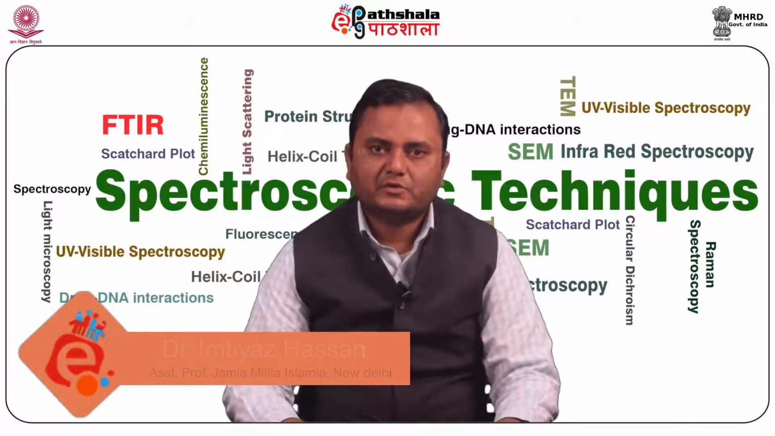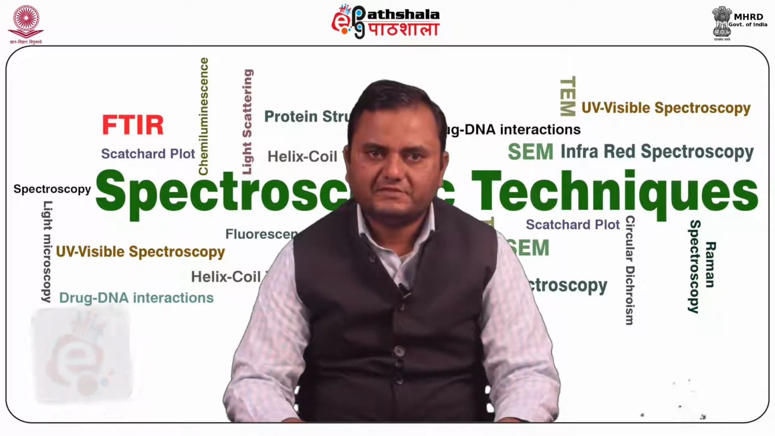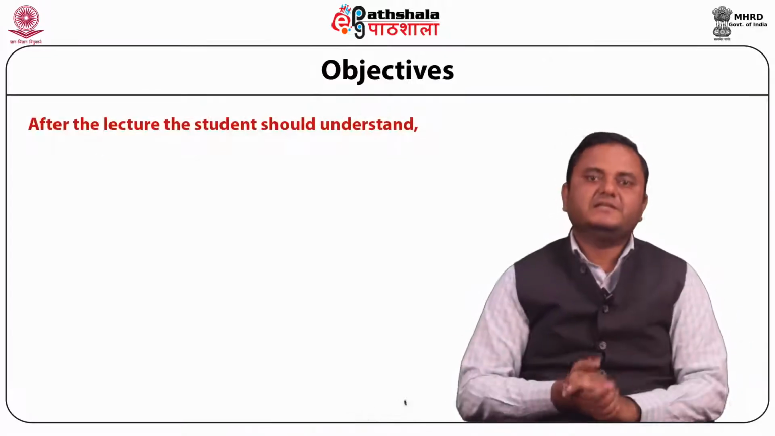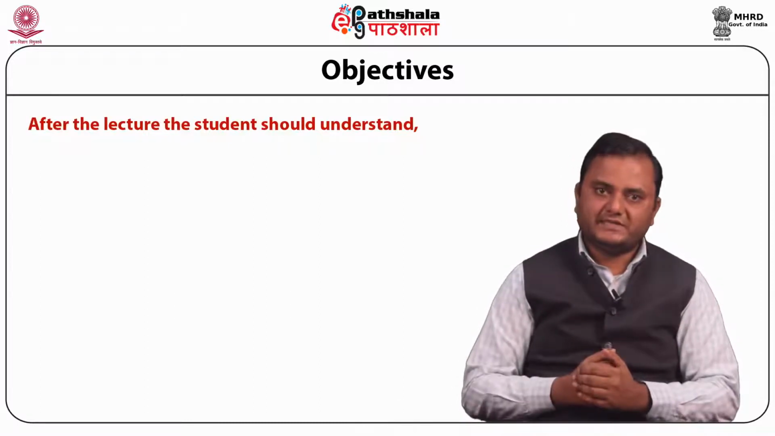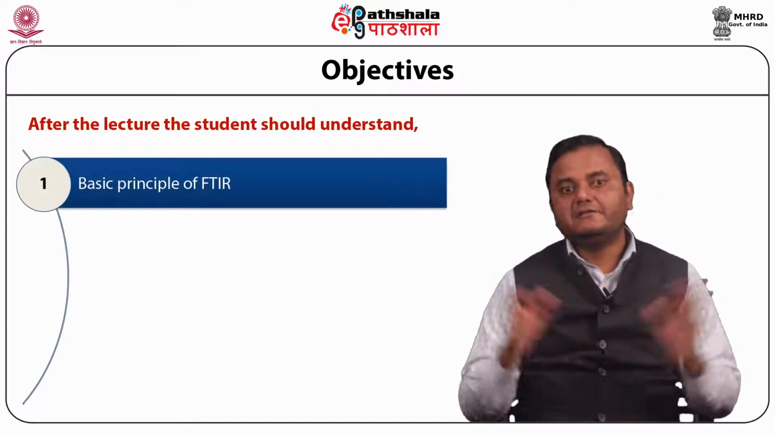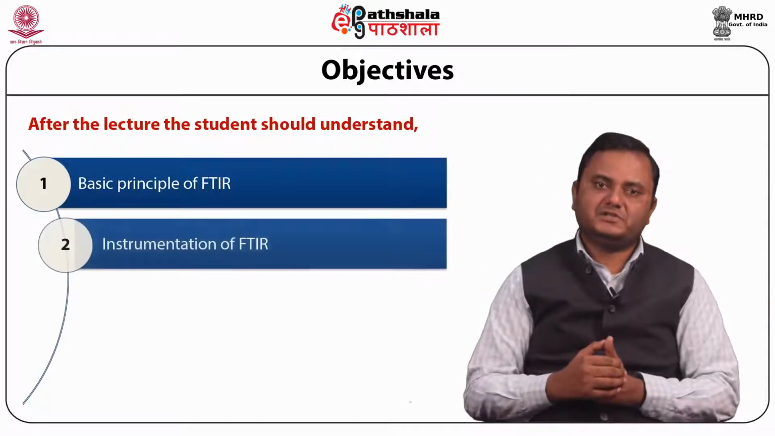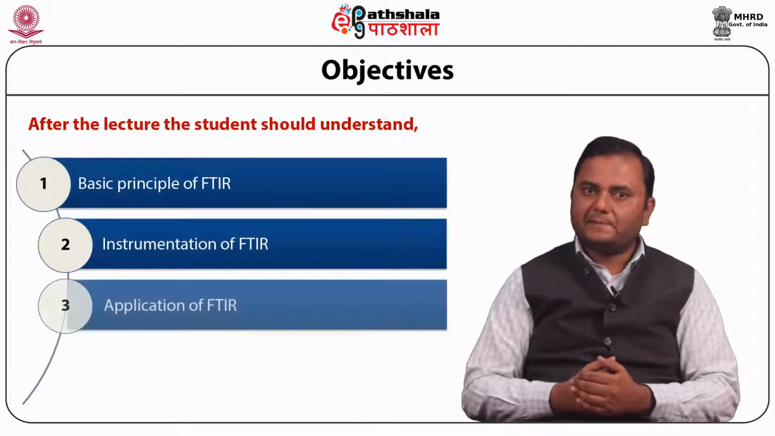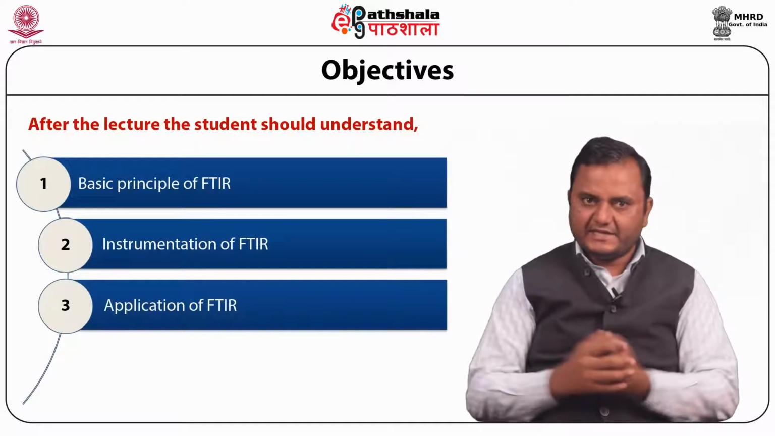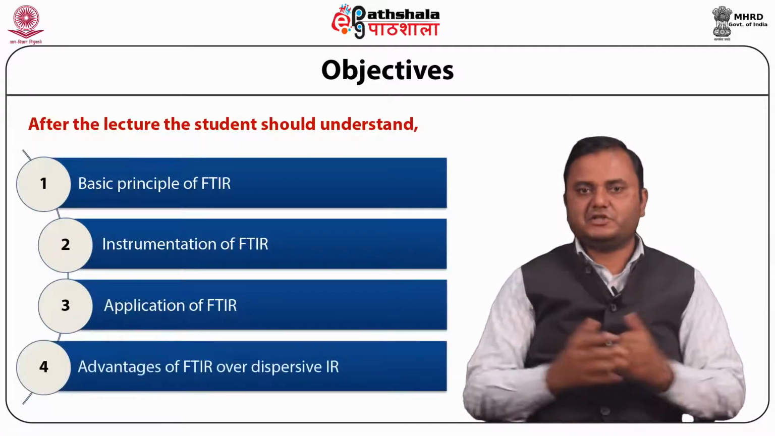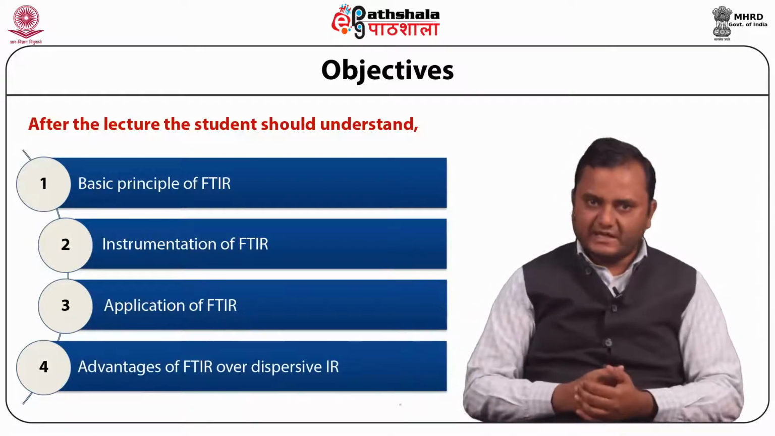Today we are going to talk on the module Fourier transform infrared spectroscopy used in molecular biophysics, part 2. After studying this module, the student will be able to understand the basic principle of FTIR spectroscopy. Then we discuss the components of the FTIR instrument, and then the application of FTIR in different disciplines, and at last the advanced features of the FTIR over the dispersive IR spectrometer.